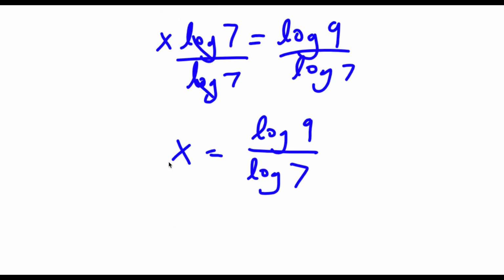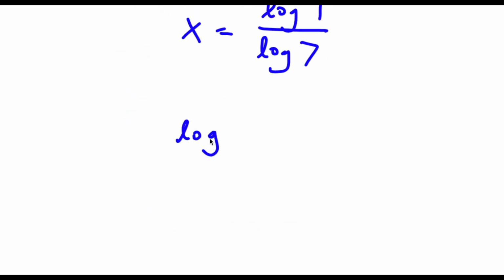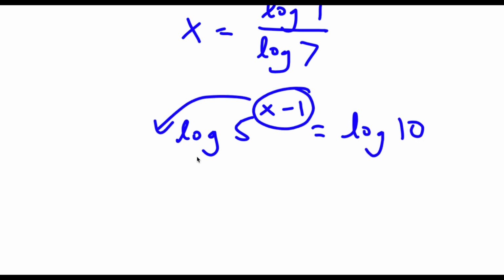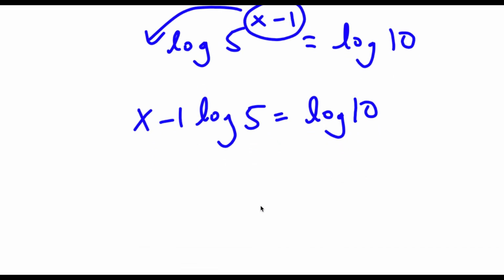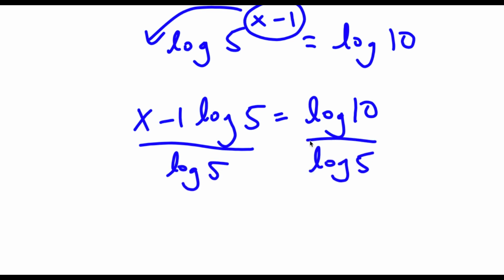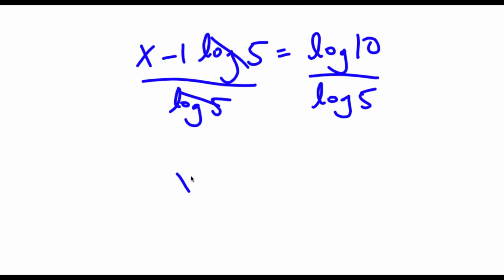So now going back to our original problem, we had log 5 to the power of x minus 1 is equal to log 10. So now I can go ahead and move this exponent x minus 1 to the front. So now I have x minus 1 times log 5 is equal to log 10. Now I'm going to go ahead and divide both sides by log 5. So then these two cancel out. And I'll be left with x minus 1 is equal to log 10 over log 5.